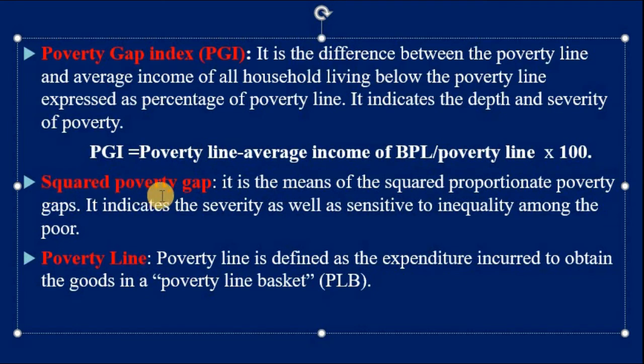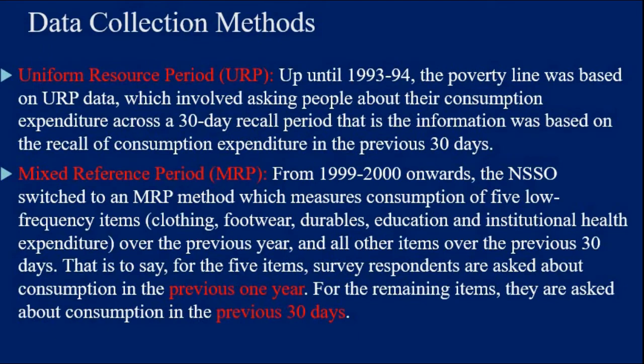Then the other one, squared poverty gap. It is the mean of the squared proportionate poverty gap. It simply indicates the severity as well as sensitivity to inequality among the poor. So these are all the methods by which they are measuring poverty, that is absolute poverty. Now we have not gone to relative poverty. So what are the methods? First we'll see the methods, then we'll go for relative measures, measurement of poverty.